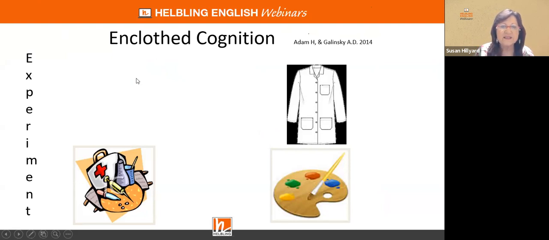medical kit. This was an experiment done by Adam and Galinsky in 2014, and you can check it out on the internet. It was an experiment where they wanted to test if wearing some item changed your cognition in some way. And this, of course, is what we do in drama when we do use symbols or costumes. And the test was for 200 adults. It was a general knowledge test. It wasn't anything that they had learned.